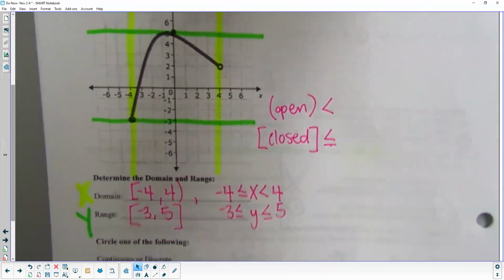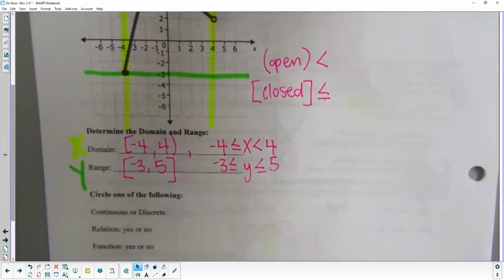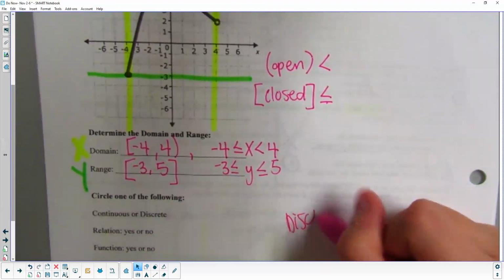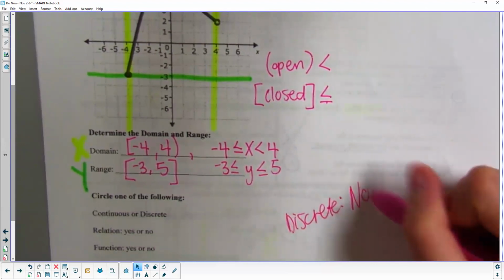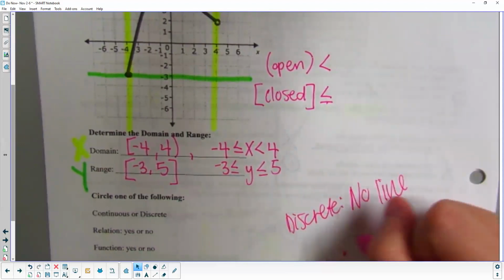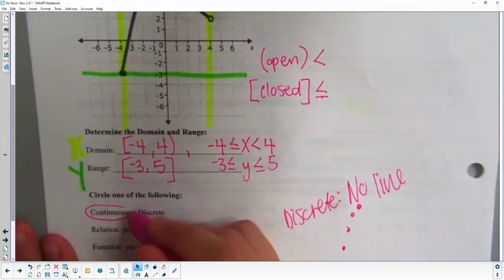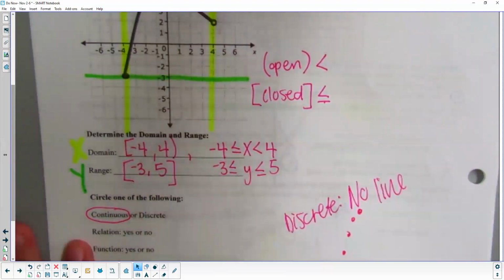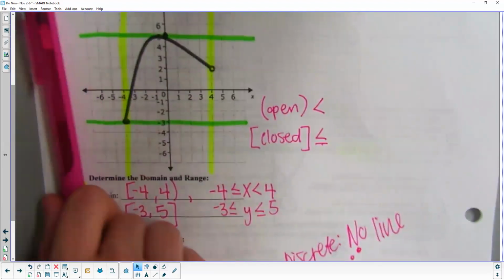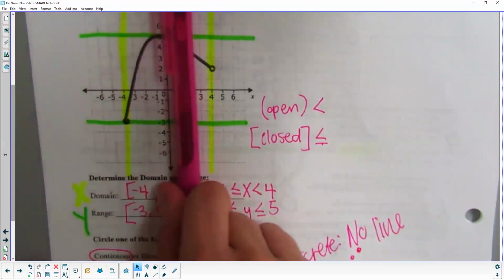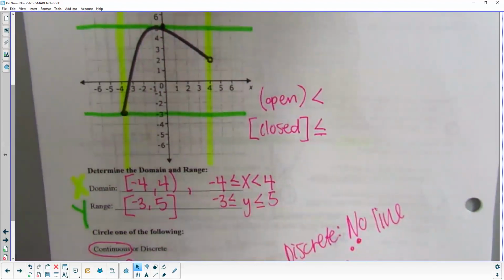Now, the other thing we've got to talk about is, is this continuous or discrete? Discrete means that there is no line, meaning it just looks like random dots going up like this with our sequences that we're talking about in class now. So this is continuous. I have a line here. Everything can be a relation. Any kind of list of numbers can be a relation. And then does this pass the vertical line test that we talked about on page 1? And it does. So continuous, relation, and function.